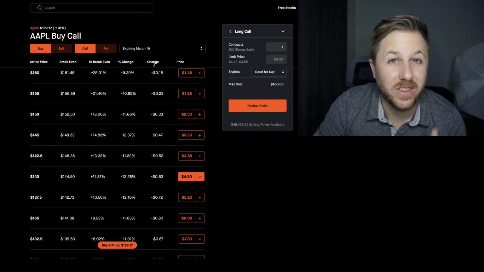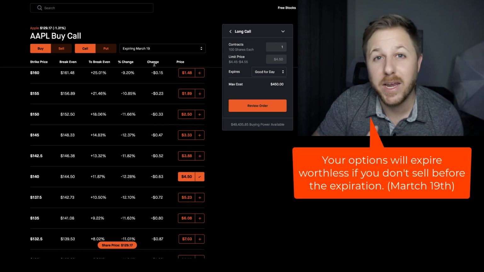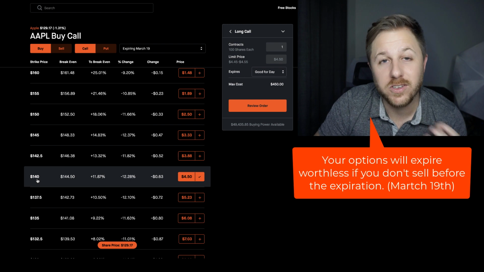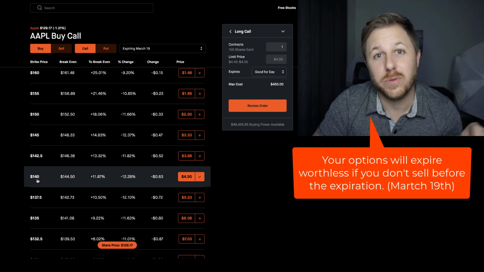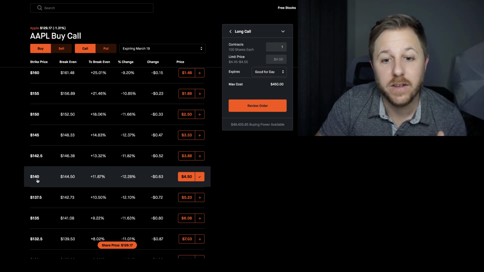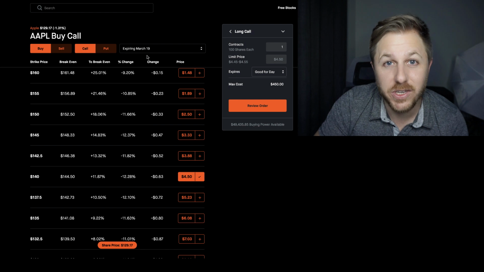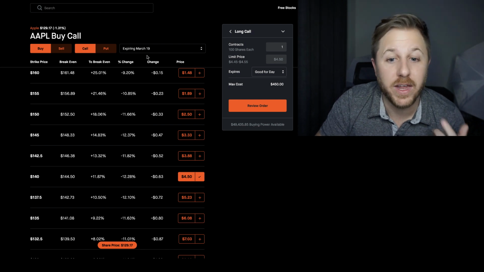So if you hold until that date and you don't do anything, your money is going to go to zero. You're not going to make any money. Even if you go over this 140 target and you make a ton of money and it shows you made $1,000, if you don't sell that option before that expiration date of March 19th, your call option is going to go to zero because you didn't execute the sell. So you have to sell them before that expiration date.